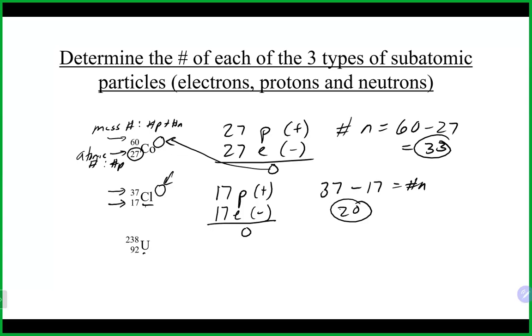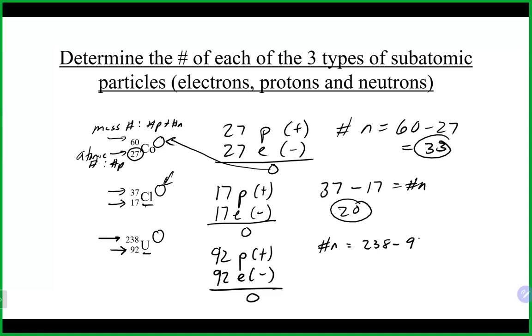Lastly, U is uranium, also neutral. Starting with the atomic number, which is 92, which obviously we could get from the periodic table. So 92 protons, and once again a matching number of electrons to get us to 0. Taking our mass number, which is our top number, minus our atomic number, which is our bottom, will give us 146 neutrons in this case. Any questions on any of those numbers there?